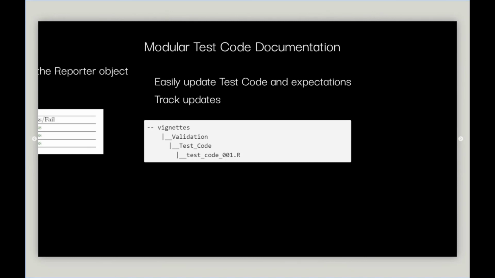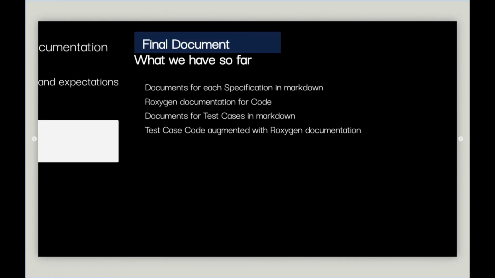So these modular test codes live within the validation folder under test code, and you list them however many test codes you have. It also makes it, once again, very easy because we're documenting with Roxygen. It's right there within the R package, so you can document who wrote it and when, and you're able to keep track and have a history of everything.